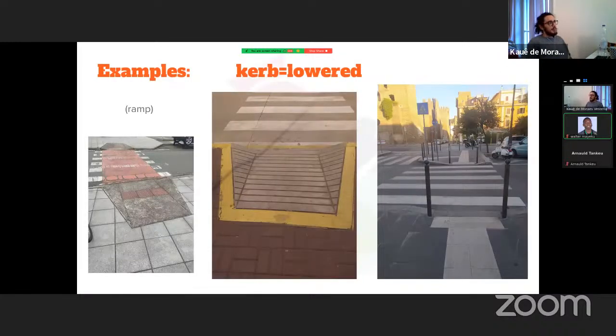So the classic ramp is the curb lowered. Here we have examples in Curitiba, my city, in Lima, and in Florence. Okay, so it's the basic one, one of the most common, that can be deemed as accessible. You go from an upper level, you go a little bit down, and then you go a little bit up again.